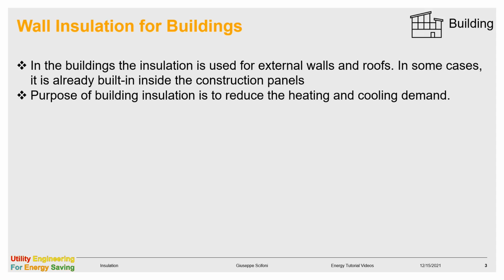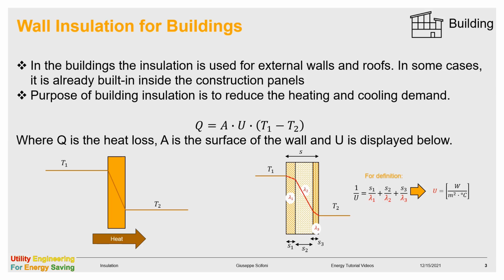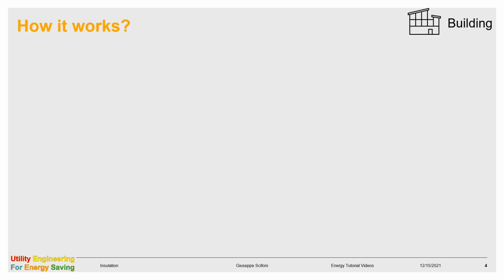The heat lost through the wall is given by such a formula, where Q is the heat loss, A the area of the wall, and U is the heat transfer coefficient due to conduction. Its expression is given by the formula below, where Si and lambda i are the thickness and conductivity of each layer. If there are many, we sum the heat resistances in series. That thermal resistance is proportional to the thickness of the layer and inversely proportional to the conductivity.